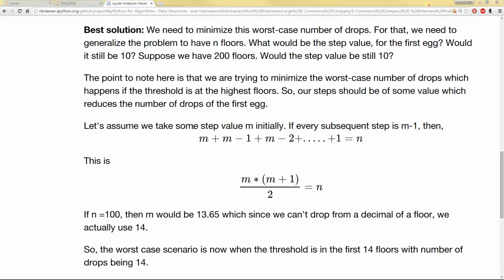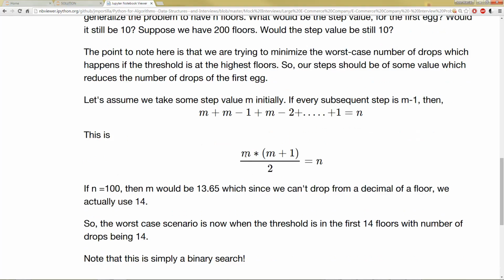So let's assume we take some step value m initially. Then every subsequent step is m minus 1. So you have m plus m minus 1 plus m minus 2 plus ... all the way to plus 1 equals n. That n number of floors. And so this is actually a series which you can describe as m times m plus 1 divided by 2 equals n. This is basically the trick to the problem.